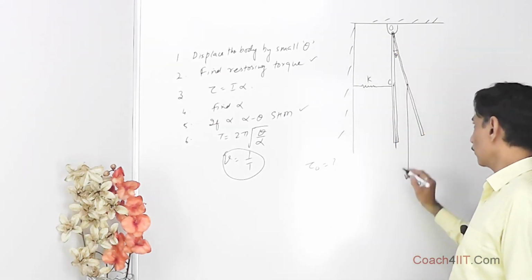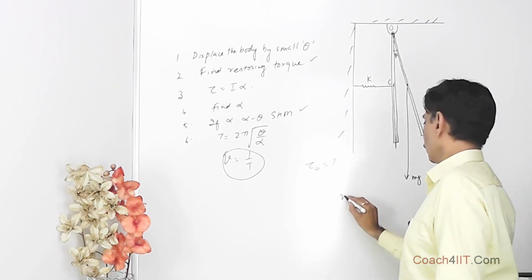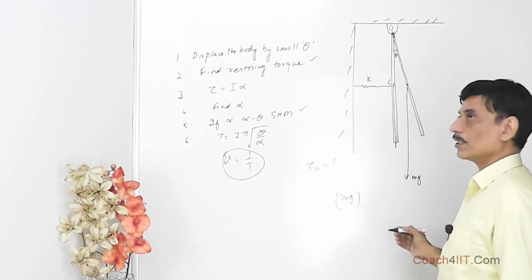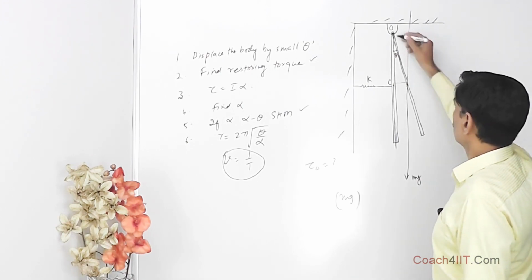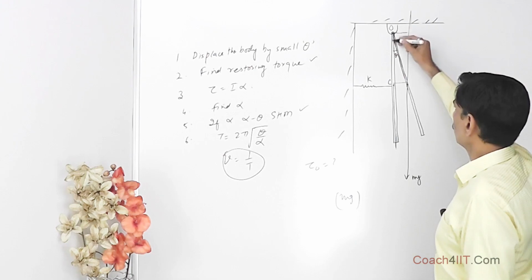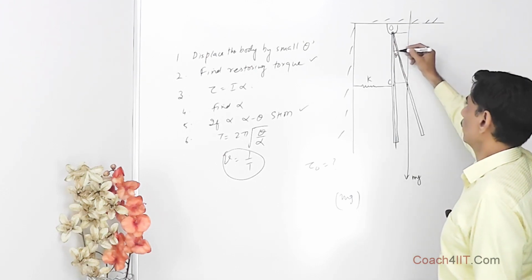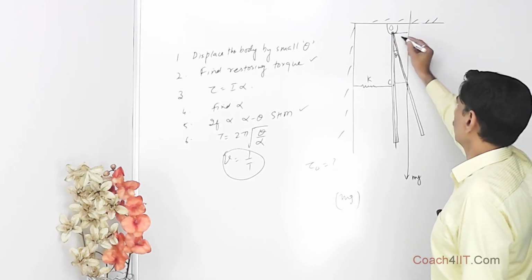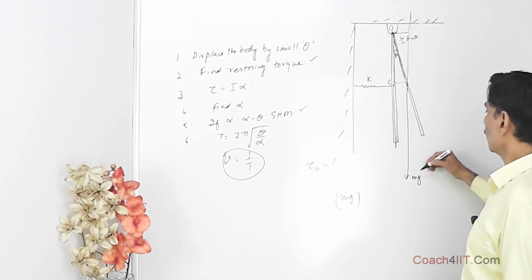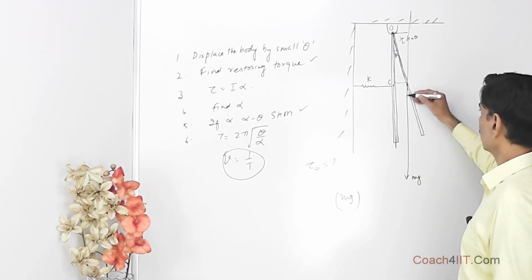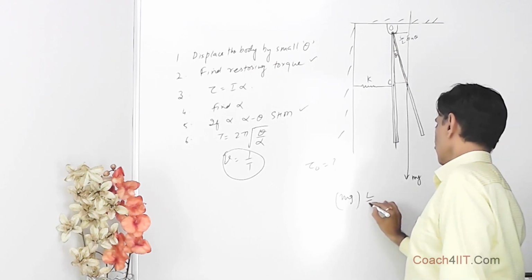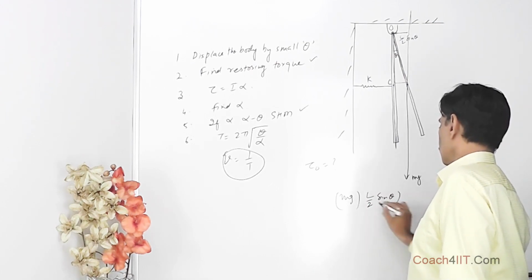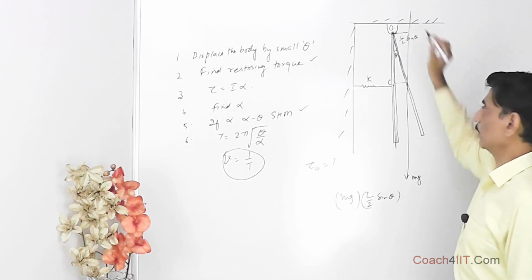The torque of this force about this axis is force into the perpendicular distance between the line of force and the axis. This is L by 2, this is L by 2. So from here to here is going to be L by 2 cos theta, because this is cos theta. From here to here is going to be L by 2 sin theta. So the torque of this force mg about this axis is mg into L by 2 sin theta.